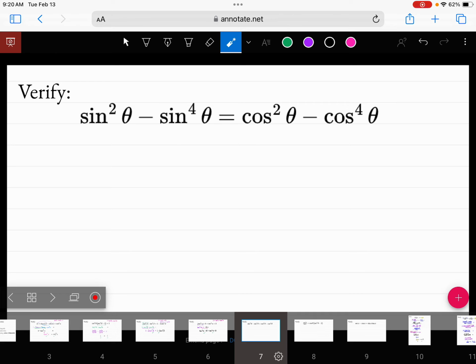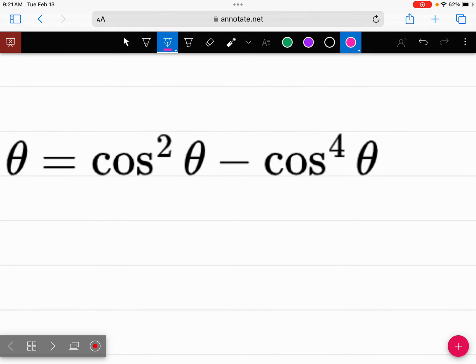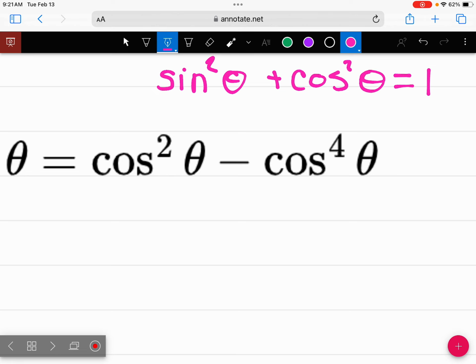Because I have sine squared of theta minus sine to the 4th of theta, and we would like that to equal cosine squared of theta minus cosine to the 4th of theta. So I see sine and cosine both being raised to exponents. So we're probably going to need our trig identity: sine squared of theta plus cosine squared of theta equals 1. We're probably going to need this one at some point, way, shape, or form.